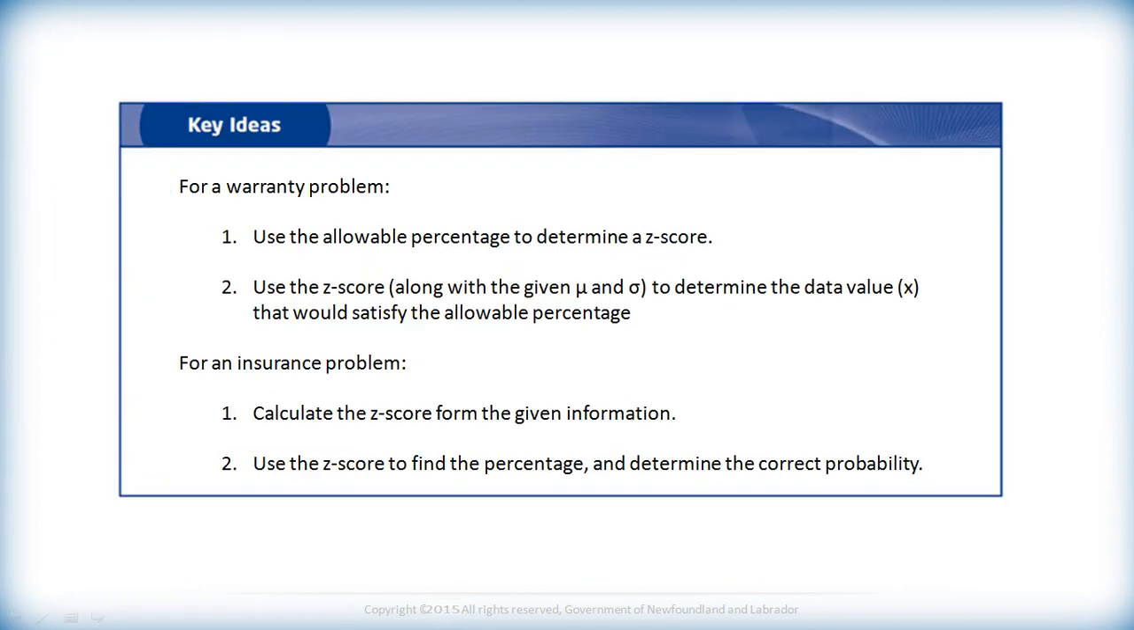All right, so for a warranty problem, use the allowable percentage to determine your Z-score, and use the Z-score along with mu and sigma to determine the data value. And for an insurance problem, calculate the Z-score, and then use the Z-score to find the percentage and determine the correct probability from the percentage. Hope that helps.